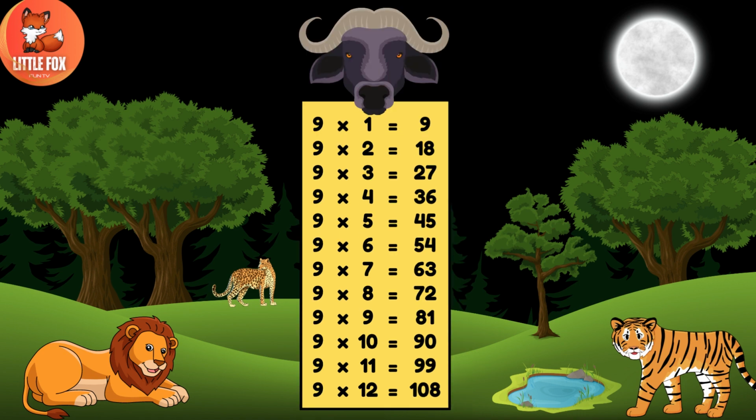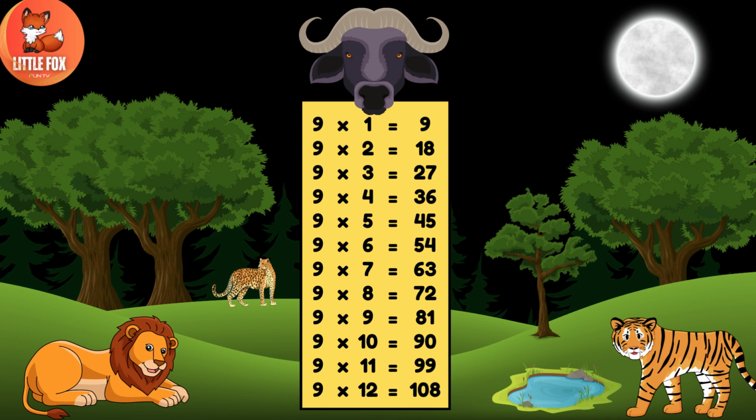9s tables multiplication. 9 multiply 1 is equals to 9. 9 multiply 2 is equals to 18. 9 multiply 3 is equals to 27. 9 multiply 4 is equals to 36.